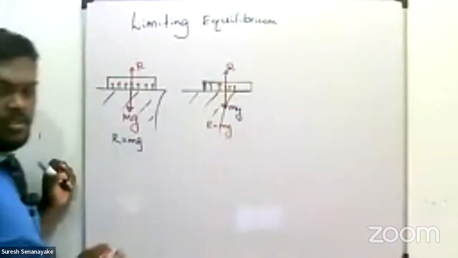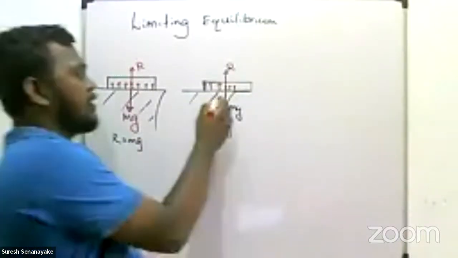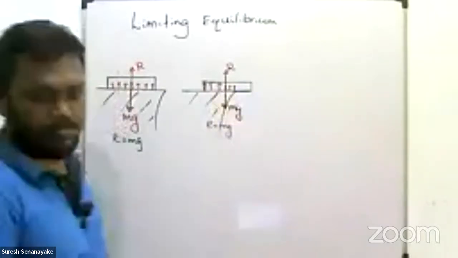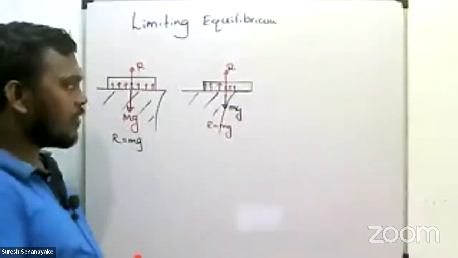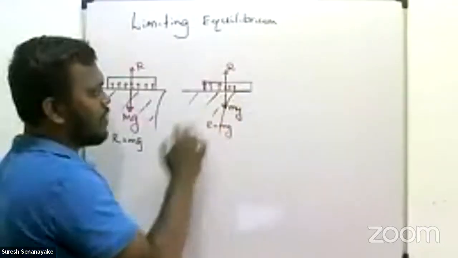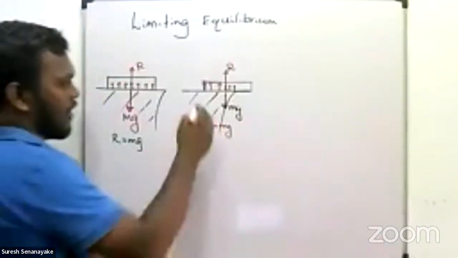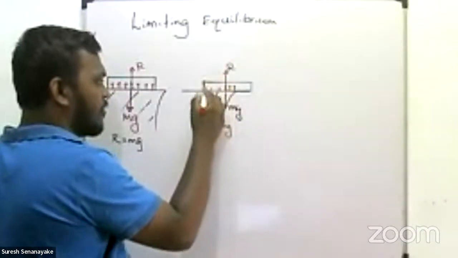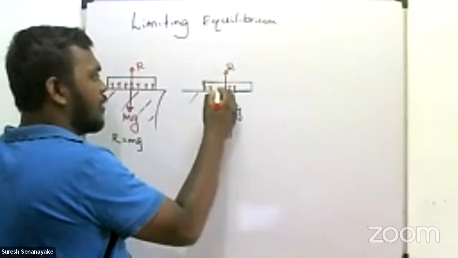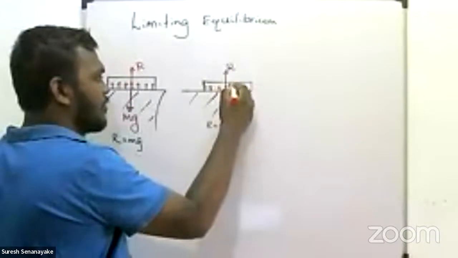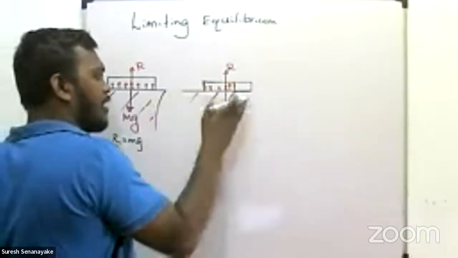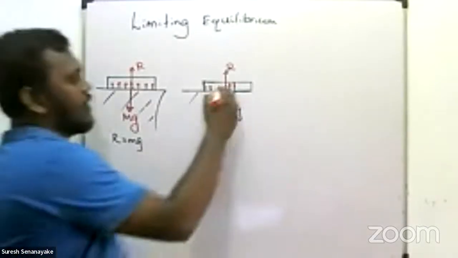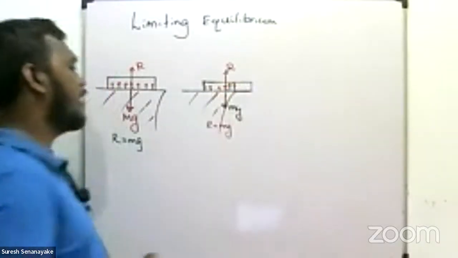Also R equals mg, but the reaction on the right side is much smaller than on the left side. So this side is smaller, this side will be larger, and the resultant comes towards the larger side. So it acts at the same place as the center of gravity, as previously.